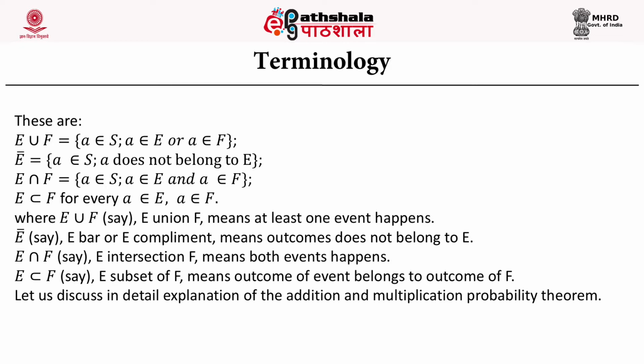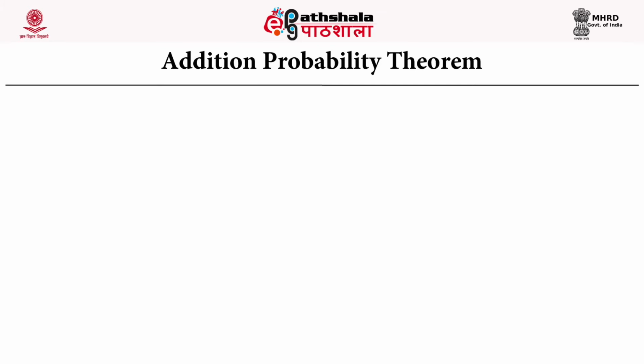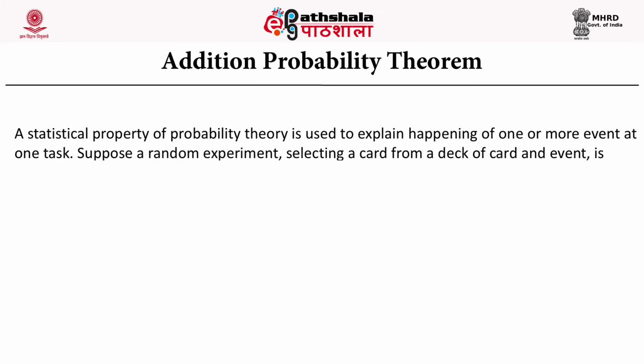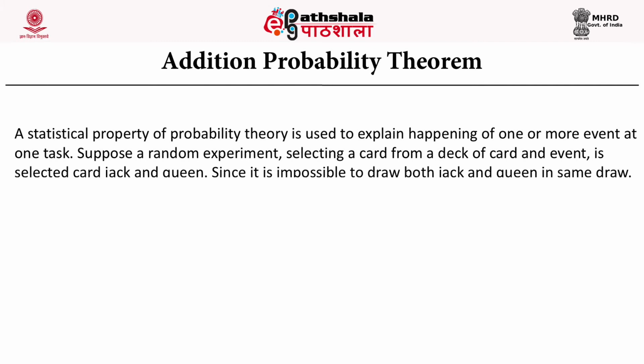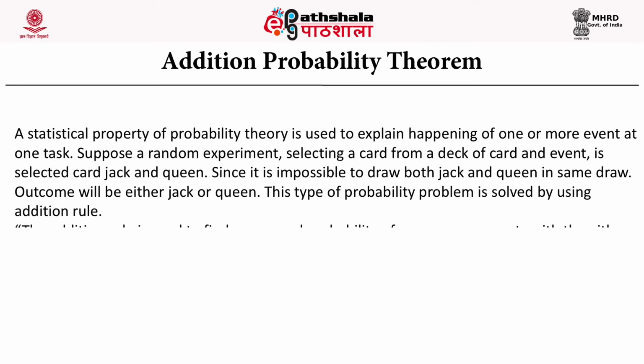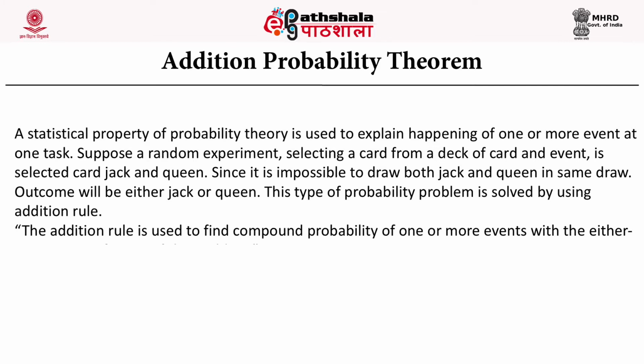Let us discuss in detail the addition and multiplication probability theorems. Let's start with the addition probability theorem. This theorem is used to explain the happening of one or more events in one task. Suppose a random experiment selects a card from a deck of cards, and the event is selecting a Jack or a Queen. Since it is impossible to draw both Jack and Queen in the same draw, the outcome will be either Jack or Queen. This type of probability problem is solved using the additive rule.